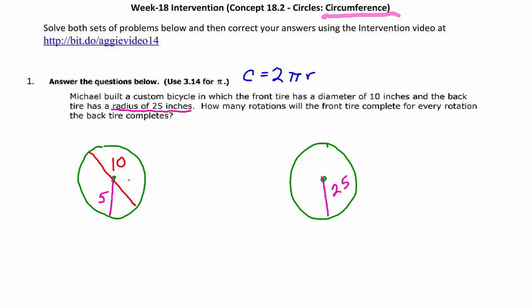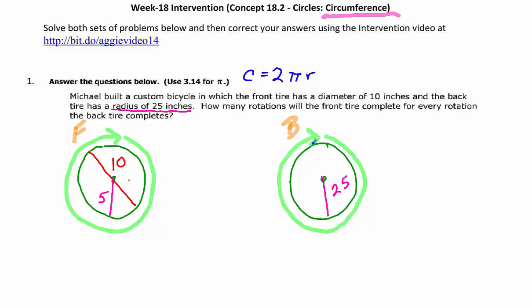So what they're really asking is, how many rotations will the front tire, this is my front tire right here, complete for every rotation of the back tire? This is my 25-inch back tire. So what they're really saying to me is this: if I compare how far around this is to how far around this is, how much bigger is the circumference of the back compared to the front? So I'm ready to solve that now.